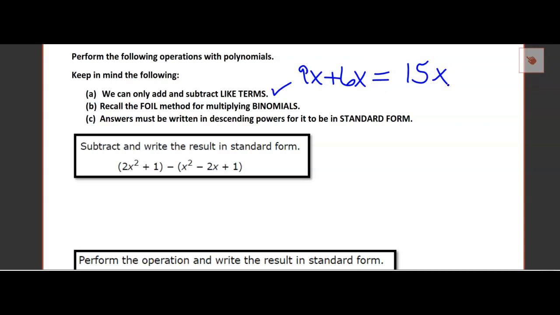We have to recall the FOIL method for multiplying binomials. We just looked at that earlier. And then when we write our answers, we want them to be in descending powers. That's what we call standard form. Descending powers means those terms that have exponents, like an x to a power or a y to a power, need to be in order with the highest exponent first, down to the lowest.